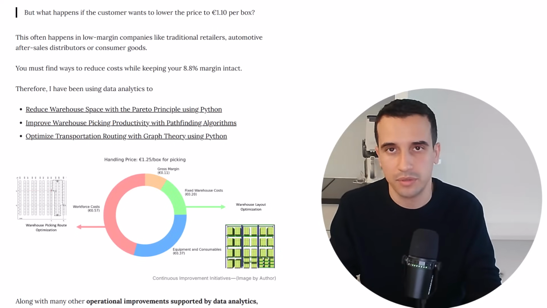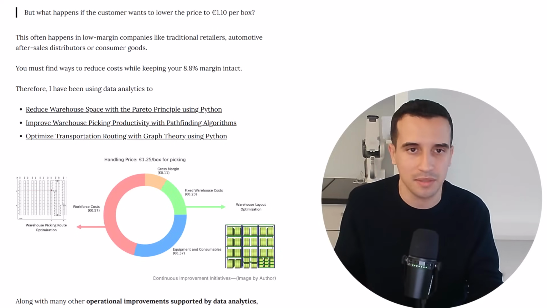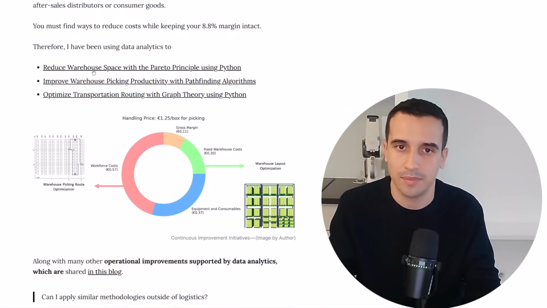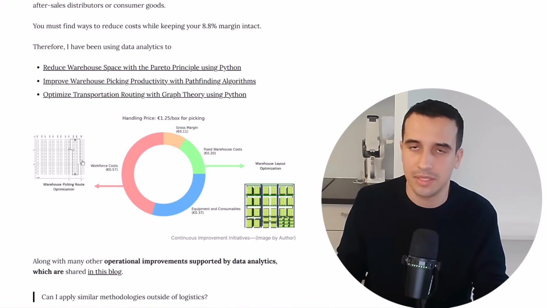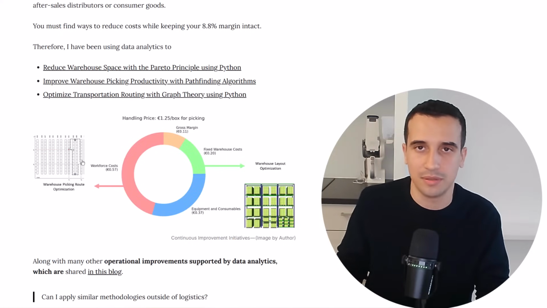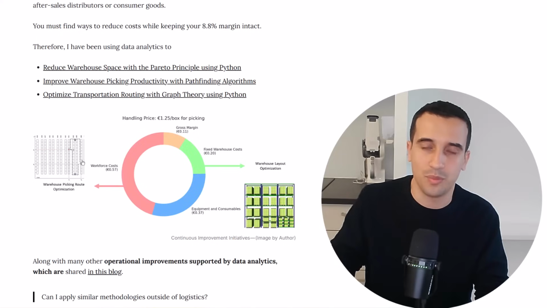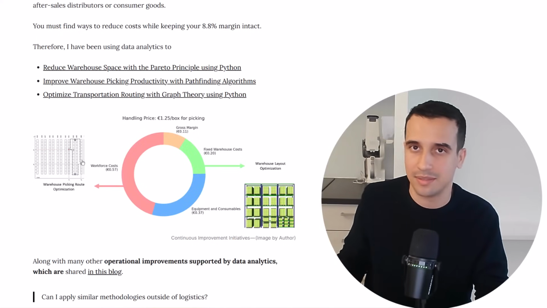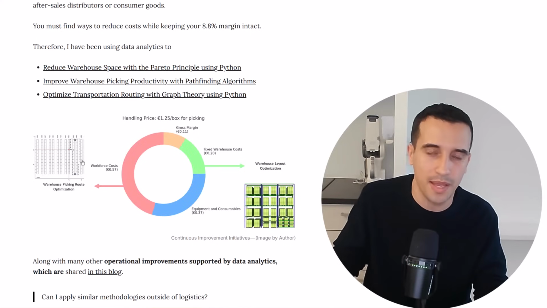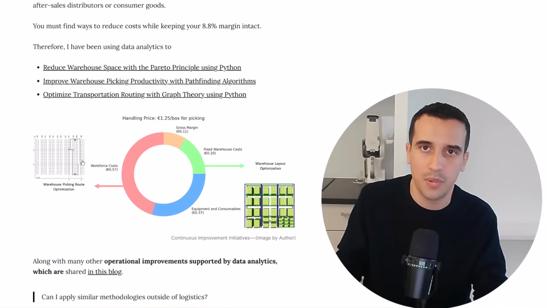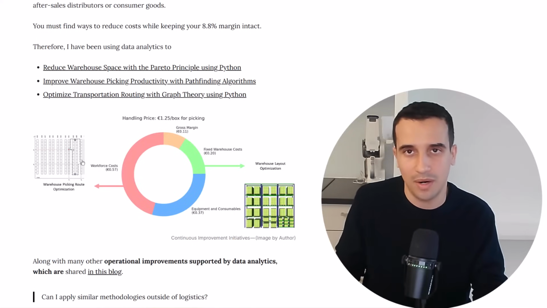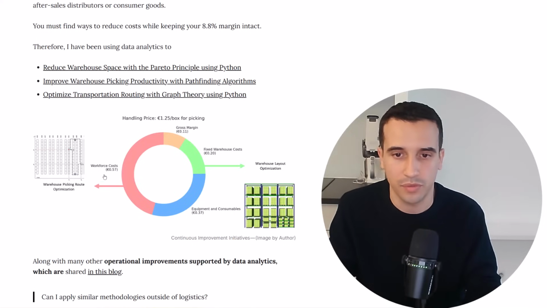So for the workforce, you can optimize processes. For instance, I shared some articles about picking route optimization. The idea here is operators are walking in the different alleys to pick products, and when they walk, it takes time for them. So that's reducing their productivity. So if you optimize the path to minimize the distance per box picked, you are reducing the workforce cost.